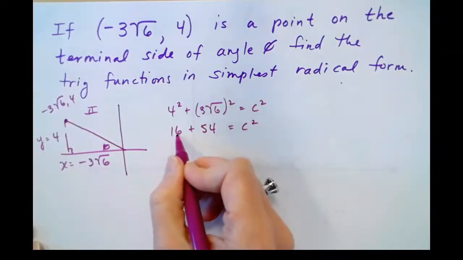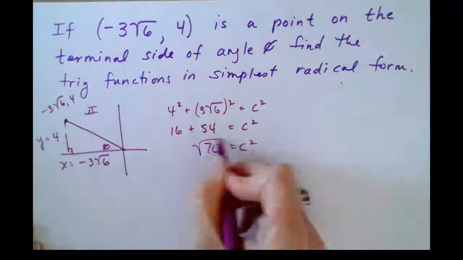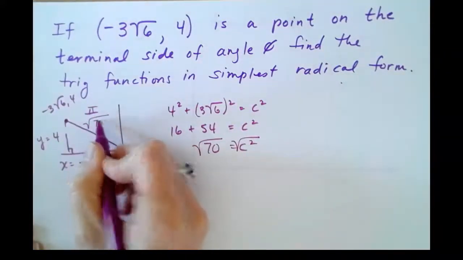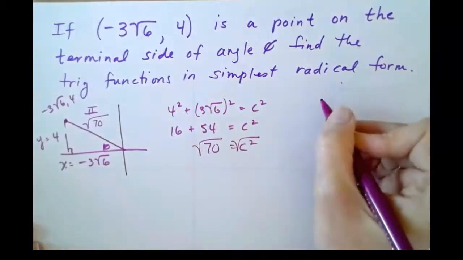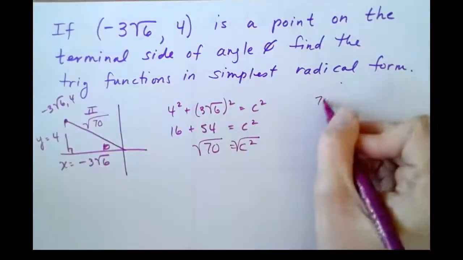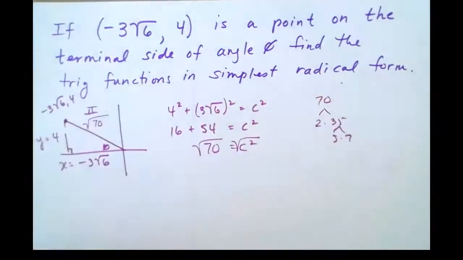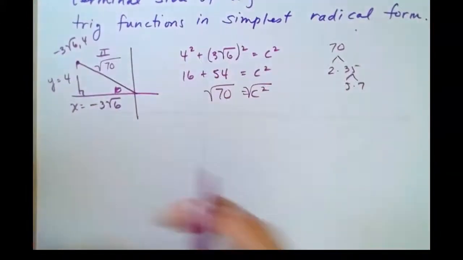So 16 plus 54 is 70, equals c squared, square root. So our hypotenuse is root 70. Root 70 will not simplify. 70's factors, if you want to think about them, 2 times 35, 5 times 7. No perfect square factors in there, so nothing's coming out. So let's go for it.